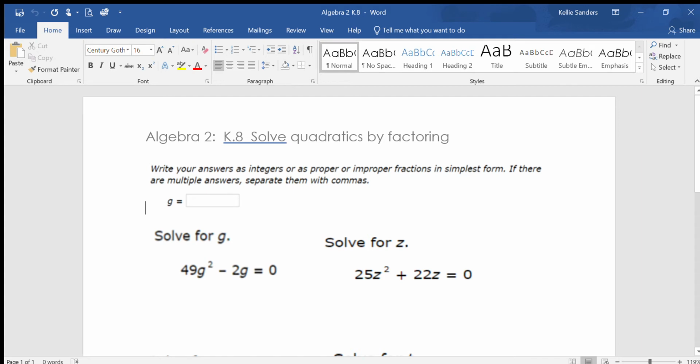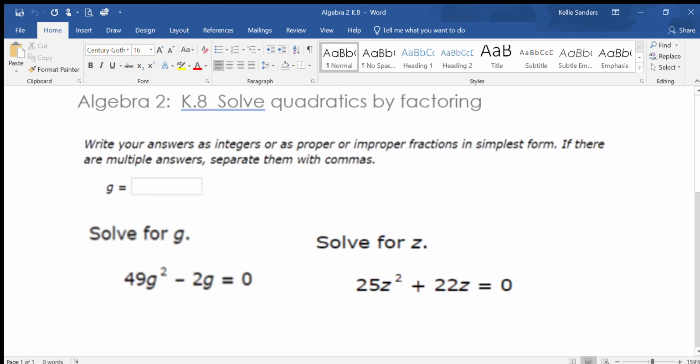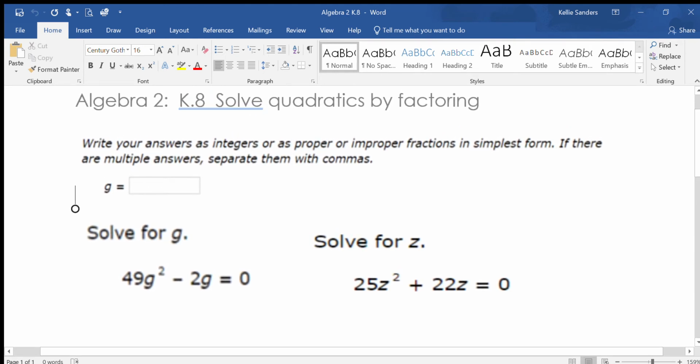Remember in Unit J, whenever I said that this will not be the last time that you factor and you need to remember your rules? Well, this is one of those days when you need to be able to remember your rules. We're going to solve these quadratic equations by factoring.